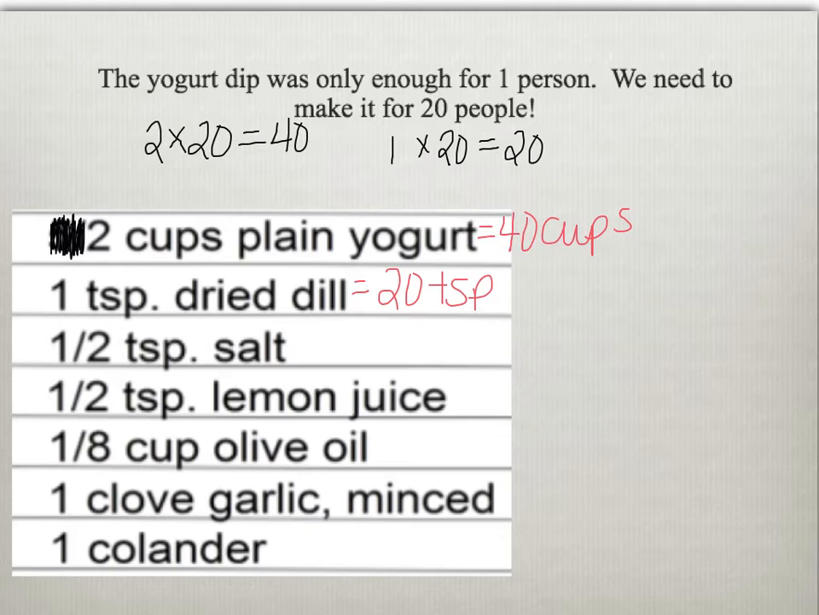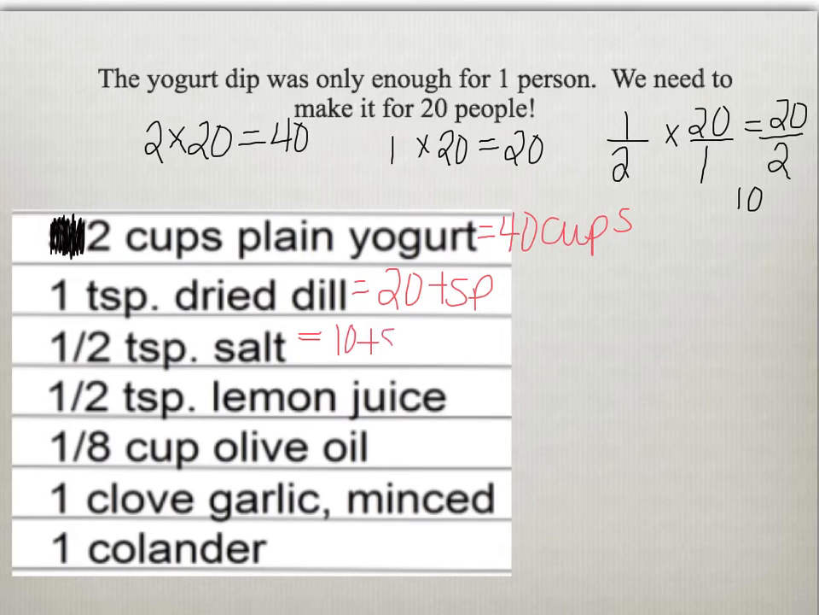Alright, so now I have a half of a teaspoon of salt. And if I multiply that by 20, I'll get what I need. Well, remember, to multiply a fraction by a whole number, we need to put that whole number over 1 and then multiply straight across. 20 times 1 is 20, and 2 times 1 is 2. I can't leave 20 over 2. That's not very practical. So I'm going to see how many times 2 can go into 20. 2 goes into 20 10 times. So I need 10 teaspoons of salt.